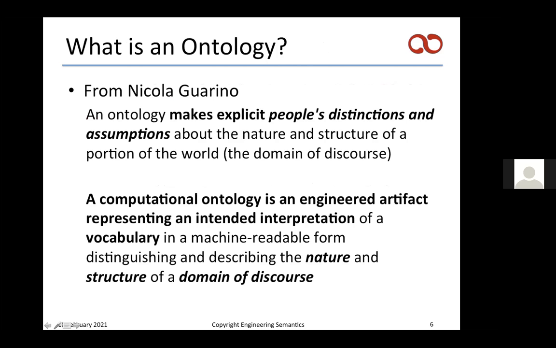So back to what is an ontology? Well, I gave you what a purpose is. So here's a definition from Nicola Guarino. That is, an ontology makes explicit people's distinctions and assumptions about the nature and structure of some portion of the world. And then a particular computational ontology is an engineered artifact, again, representing an intended interpretation of a vocabulary in a machine-readable form, distinguishing and describing the nature and structure of some domain of discourse.